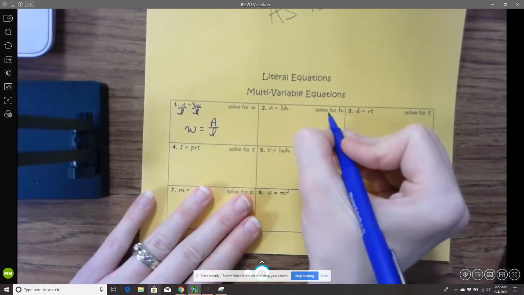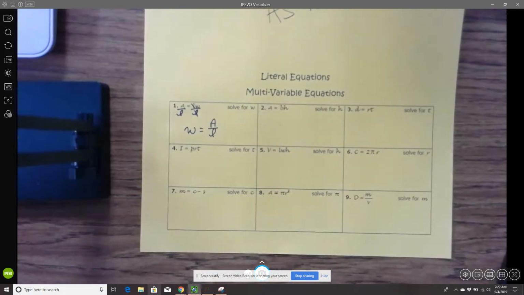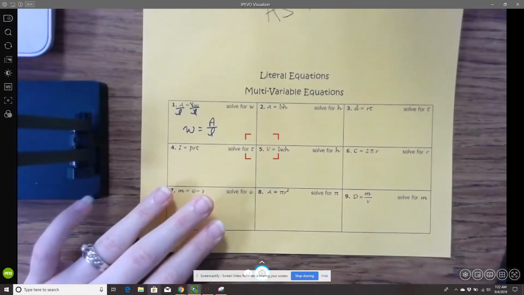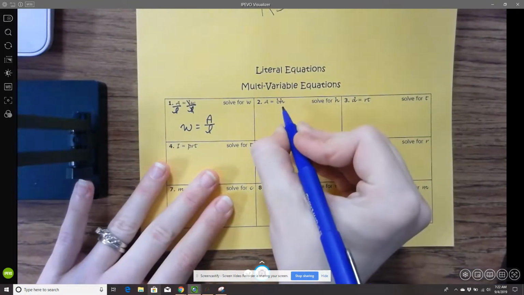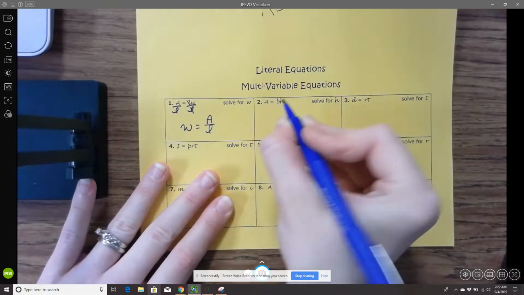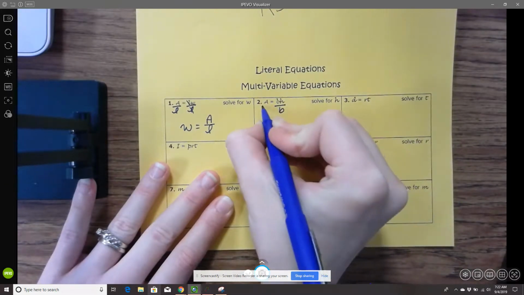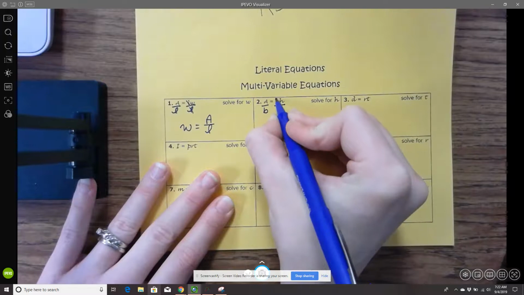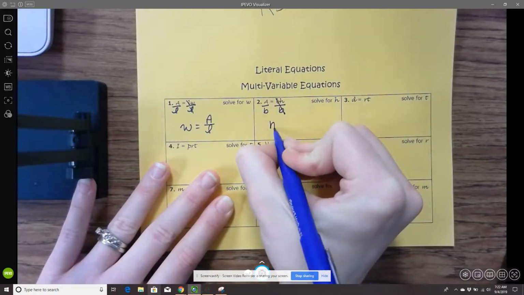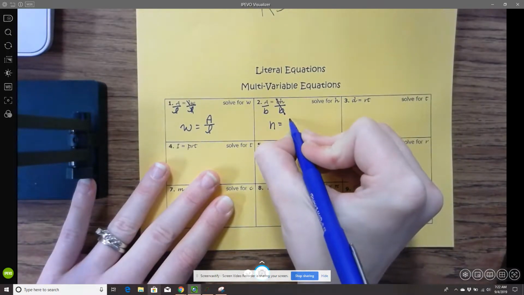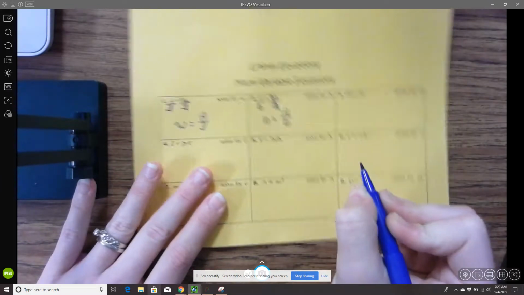Same thing here. It says solve for H. Okay. So same thing. I want to get H by itself. It's being multiplied by B. So I would divide both sides by B. So these would cancel here. So I would have H equals the area divided by the base.